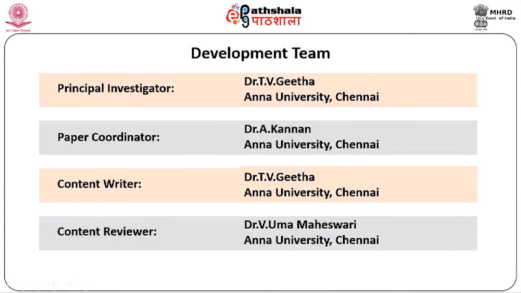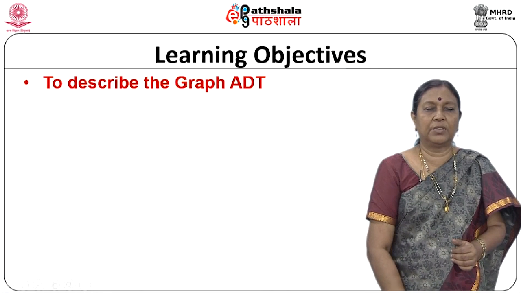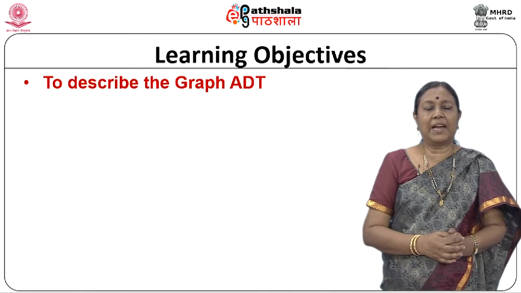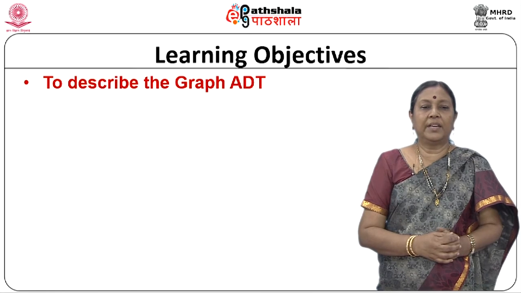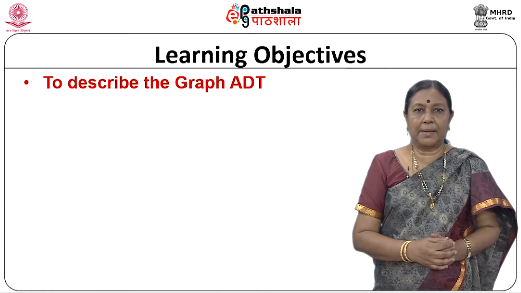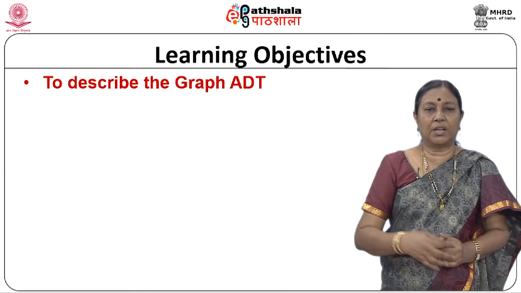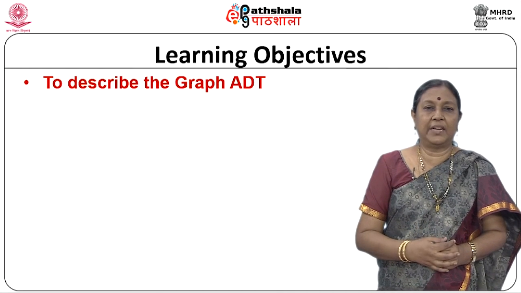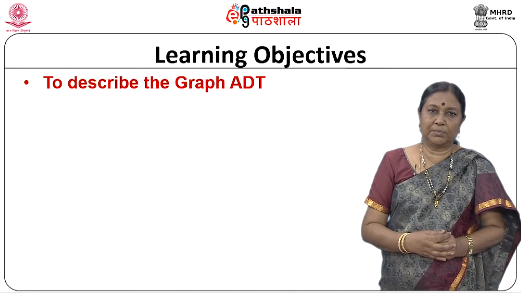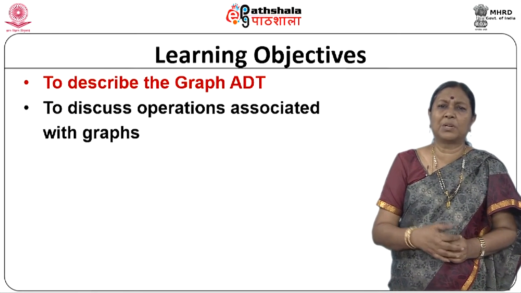So, these are the people responsible for the creation of this module, and the learning objectives of this module are as follows: to describe the graph ADT. Just like we had described list ADT, stack ADT, queue ADT and tree ADT, we are going to describe the graph ADT. As we have always spoken, a graph ADT means we are talking about a graph along with some operations, and what operations you have to include in each graph ADT depends on the applications for which the graph is going to be used.